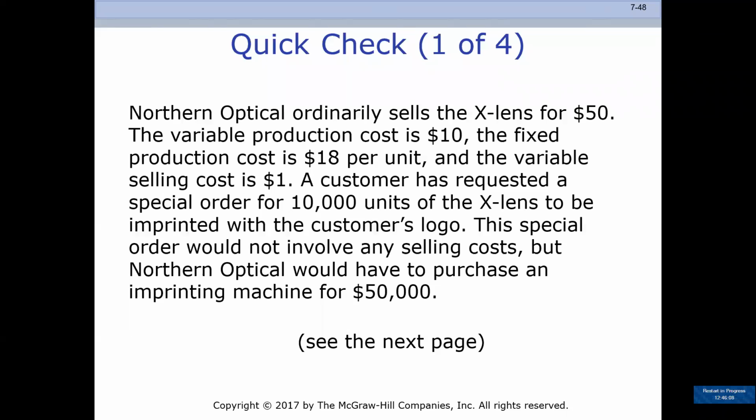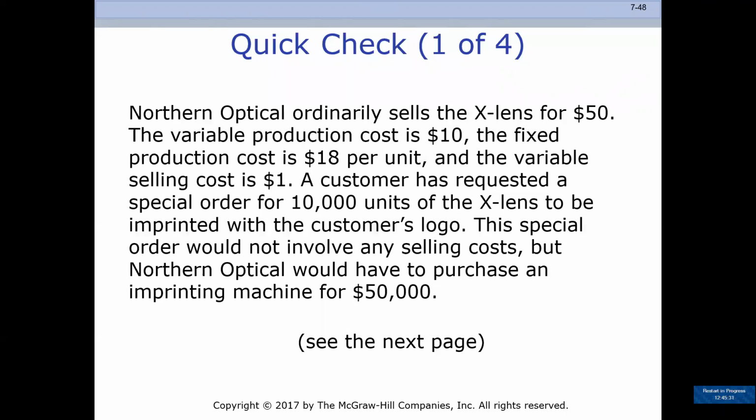The reason it's 18 per unit is because they're spreading those fixed costs over a certain number of units. If they produce more units, that 18 is going to become something less than 18. So be aware of that unit fixed cost. And the variable selling cost is $1. The customer has requested a special order for 10,000 units of the X lens to be imprinted with the customer's logo. This special order would not involve any selling costs, but Northern Optical would have to purchase an imprinting machine for $50,000. So should they do it?